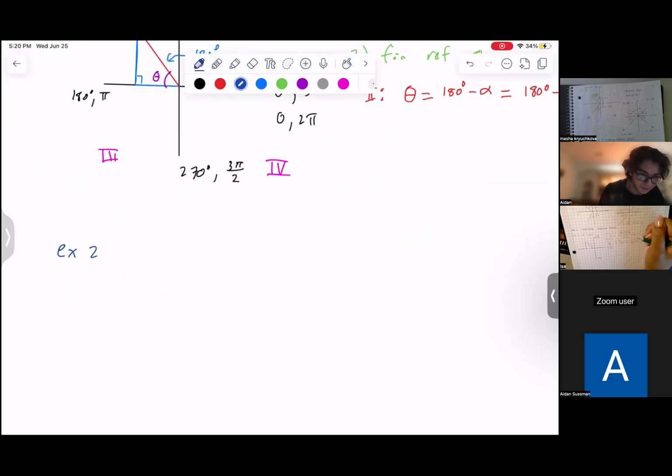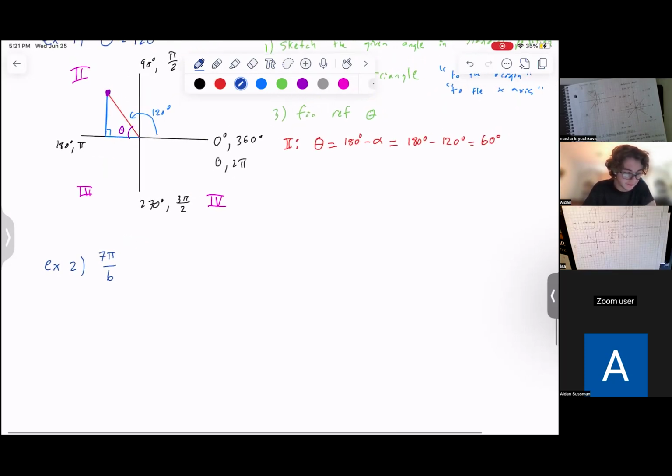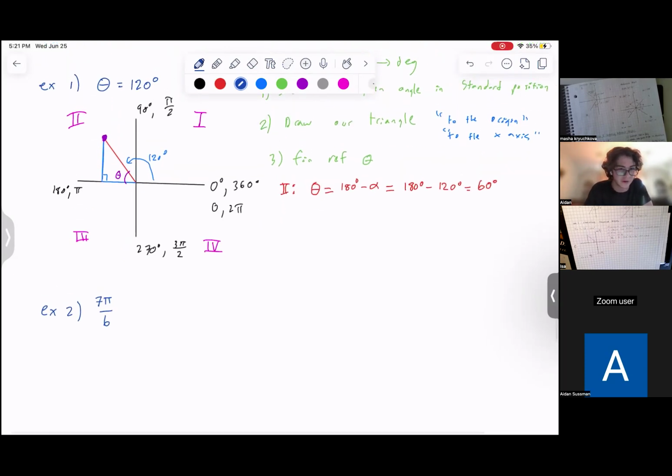Let's do for example 2. Let's do negative pi over 6. And let's ask ourselves, what does this guy become? Or sorry, I lied, that's not negative. Let's do 7 pi over 6. Let's try this one. So let's figure out where this guy is. What is the first step we need to do to figure out where 7 pi over 6 is? Convert the radians into degrees. Yeah, actually, I lied. I'm sorry. Let's make this negative because I want to explain what happens if we do a negative angle.